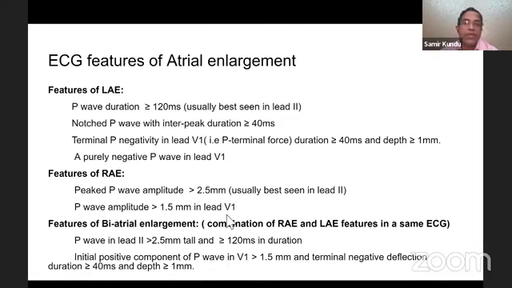Here, the P wave in lead 2 has amplitude increased more than 2.5 millimeter and duration more than 120 milliseconds. In V1, the positive portion, that means the right atrial part, is more than 1.5 millimeter, and the negative terminal force is more than 1 millimeter depth and more than 40 millisecond duration.